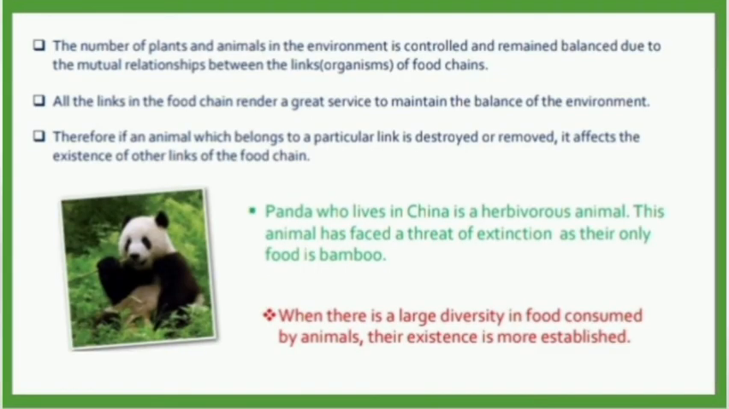The number of plants and animals in the environment is controlled and remains balanced due to the mutual relationships between the links, that means the organisms of food chains. All the links in the food chain render a great service to maintain the balance of the environment. Therefore, if an animal which belongs to a particular link is destroyed or removed, it affects the existence of other links of the food chain.